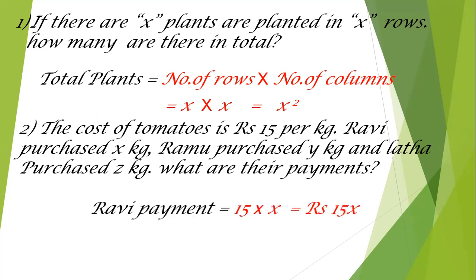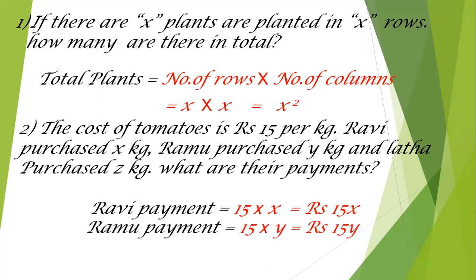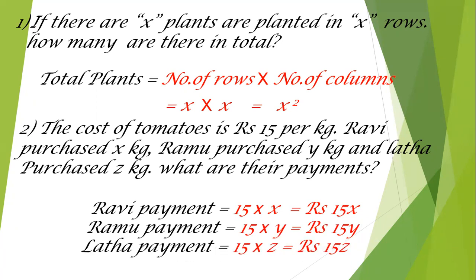Okay, let us do the problem. Ravi's payment is 15 into x, that is rupees 15x. Ramu's payment is 15 into y, which is 15y. The last one, Lata's payment is 15 into z, 15z. Here what you observe, the first term we got is x square, and then 15x, 15y, 15z. These look like some expressions. These are algebraic expressions. I will show you some more algebraic expressions.